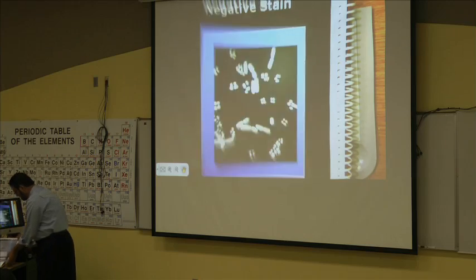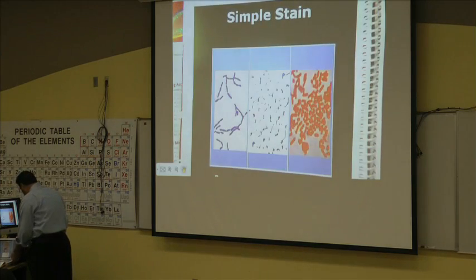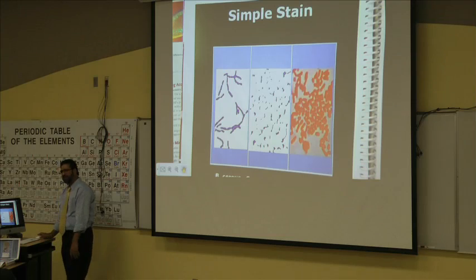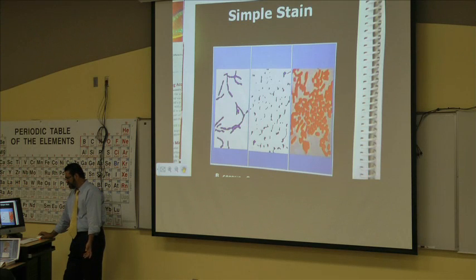And simple stain, the one that you are doing today. In simple stain, you use one cationic stain. Doesn't matter which one, whichever you use, the bacteria will pick up that stain, and the background is bright. Purple, red.